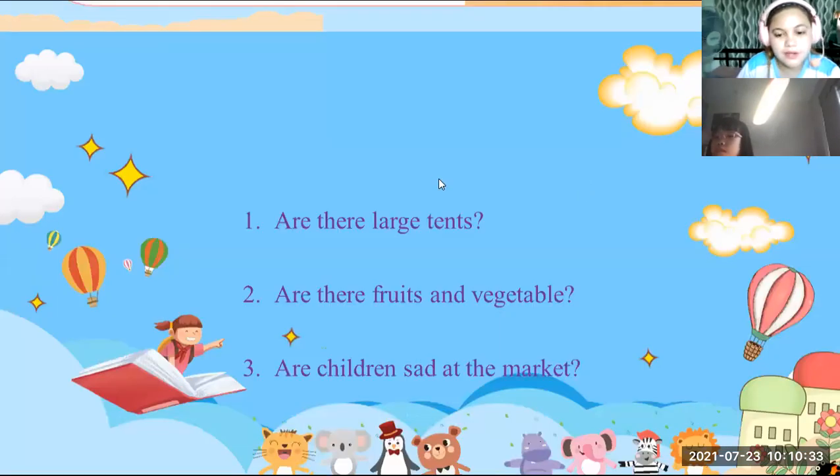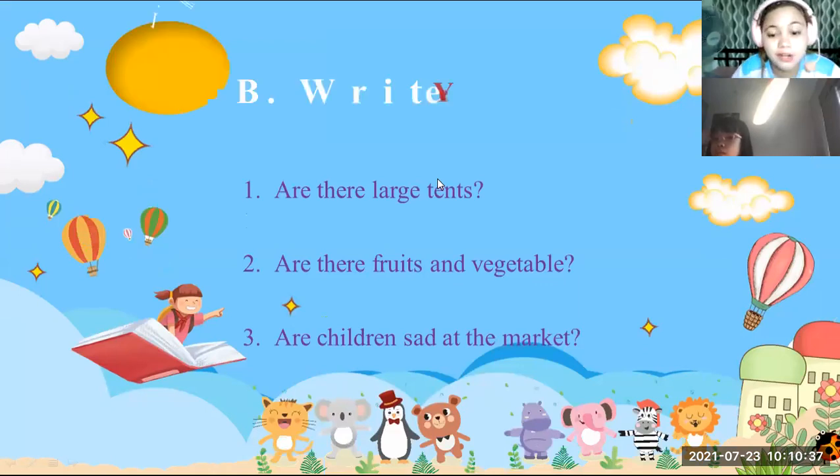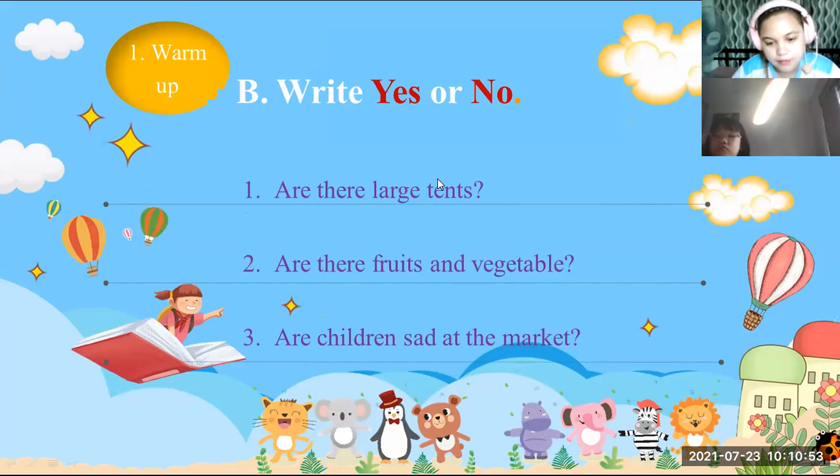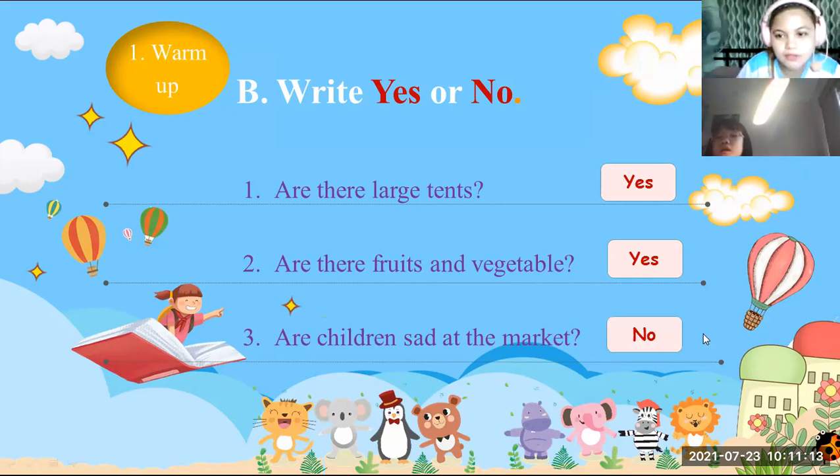So let's have some questions here and answer if it's yes or no. Number one, Han, are there large tents? No, let's see. Yes, there are. Number two, are there fruits and vegetables? Yes. Yes, number three, are the children sad at the market? No. Okay, very good. So you got 2 points here, Han. This one is wrong. This is check and check. So therefore, you got 2 points. Okay, next one, Han.